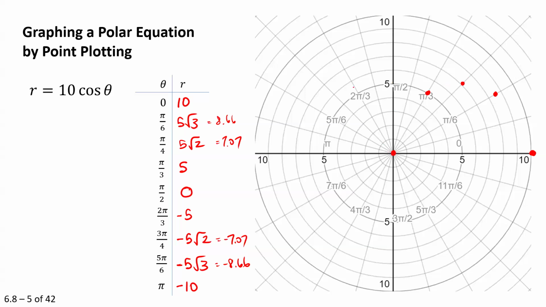For 2 pi over 3, you'd expect me to be in the second quadrant, but my value of r is negative, so I get plunged into the fourth quadrant here. This is negative 5. For 3 pi over 4, this is negative 7.07. And lastly, for 5 pi over 6, this gets plunged to the other side, and I plot negative 8.66. So interesting.